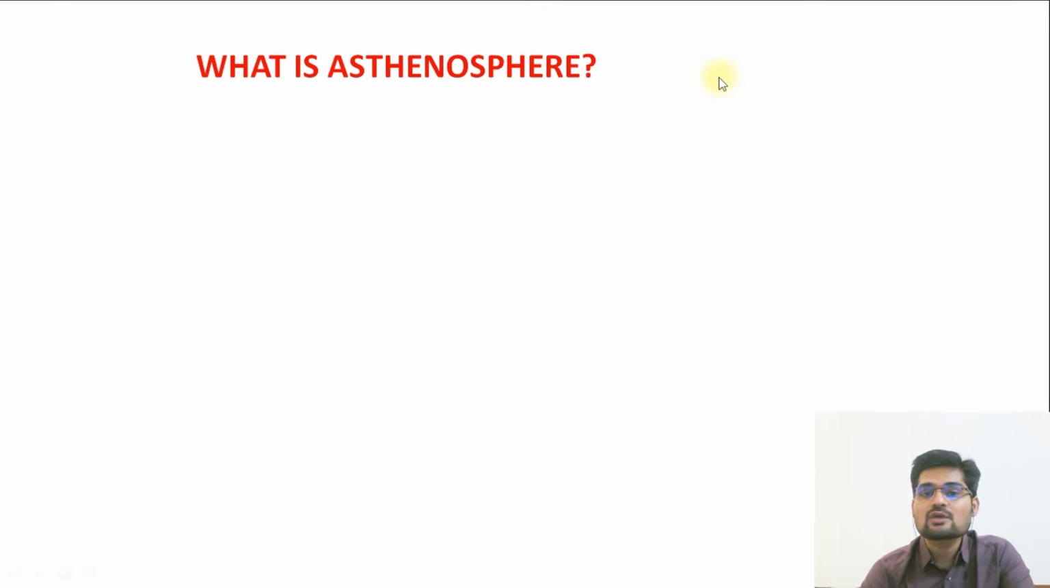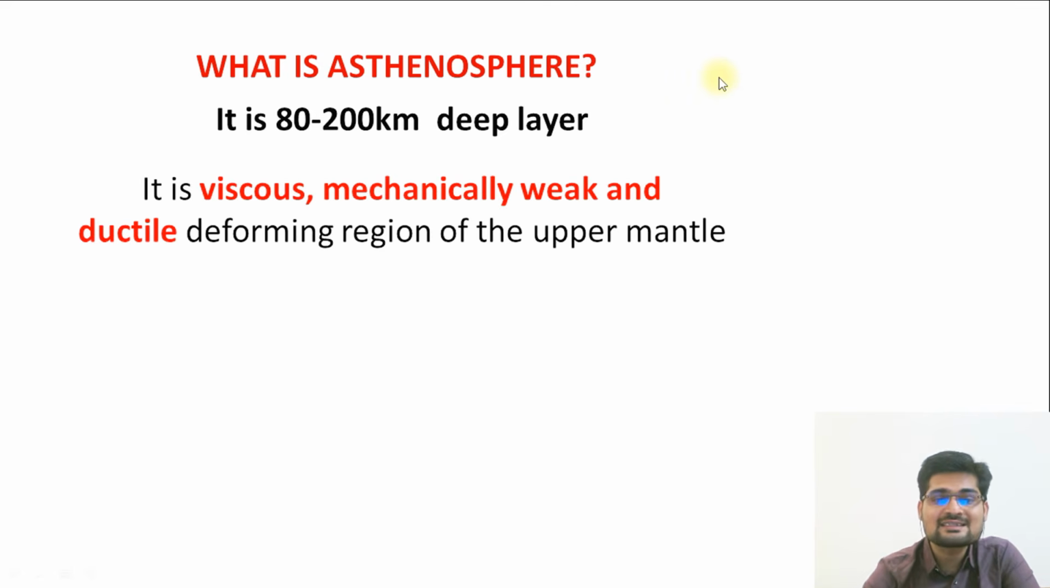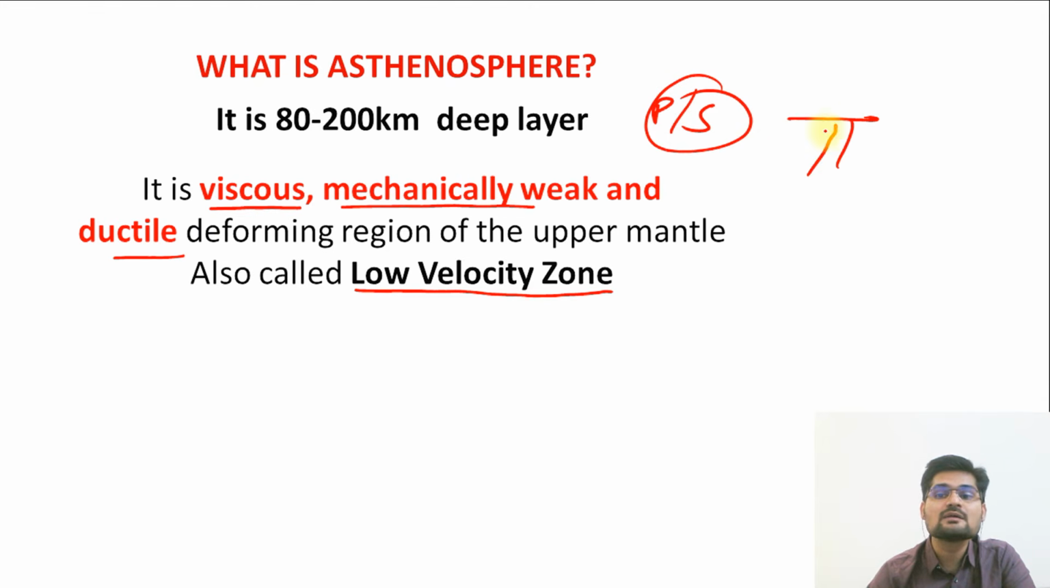Let's look at the other layer, that is called the asthenosphere. It is an 80 to 200 kilometer deep layer just after the crustal layer, beneath the lithosphere. It is viscous, mechanically weak and ductile, a deforming region in the upper mantle. Remember, it is also known as the low velocity zone. Whose velocity? The seismic waves' velocity. Because it is viscous, mechanically weak and ductile, the P wave and S wave that travel through this layer become slow in this zone. That's why it is called the low velocity zone.